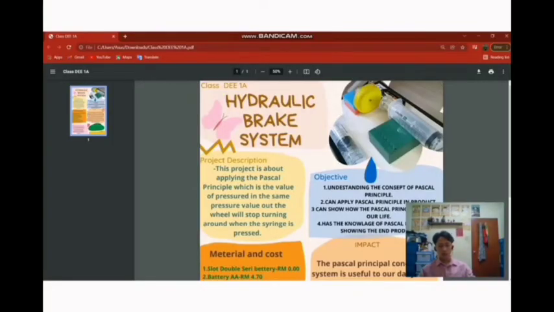Today, me and my group members are going to present about our mini project, which is the hydraulic brake system. Without further ado, let's continue with the project description.